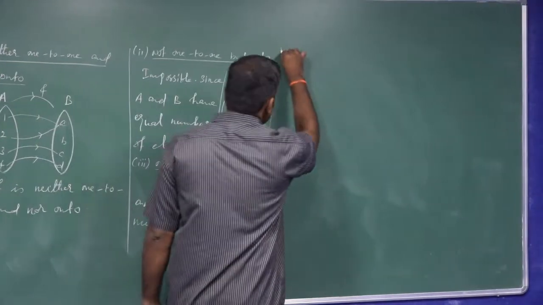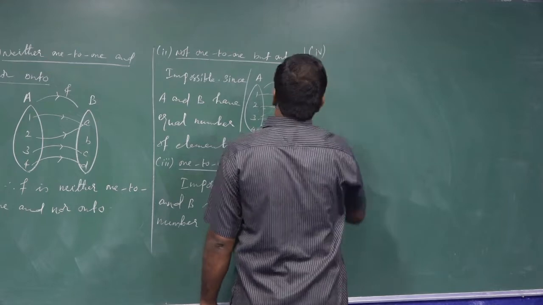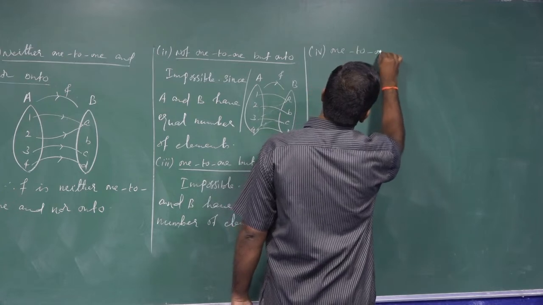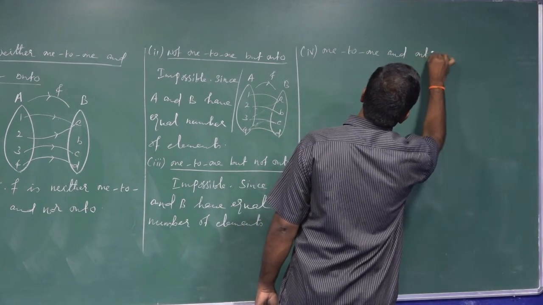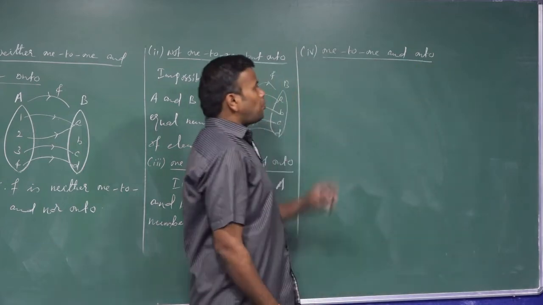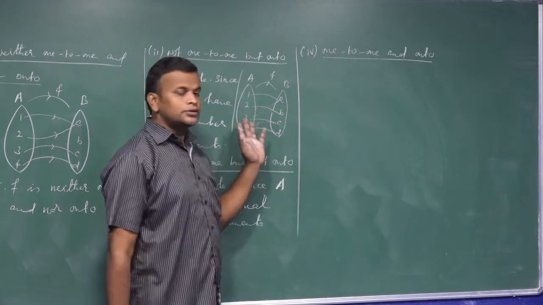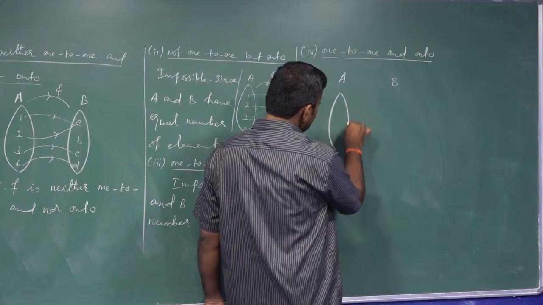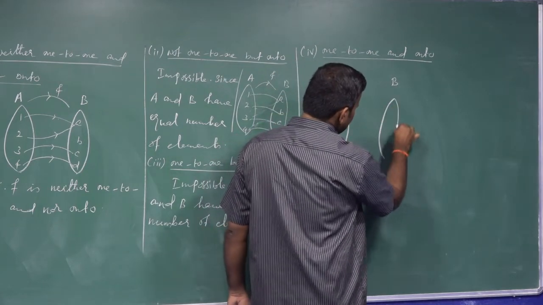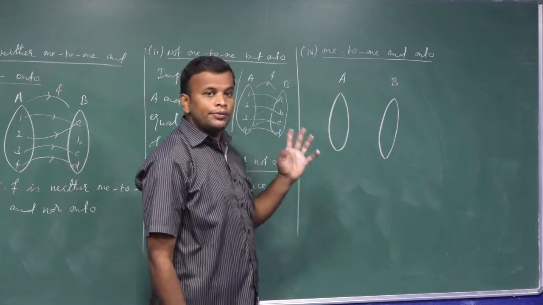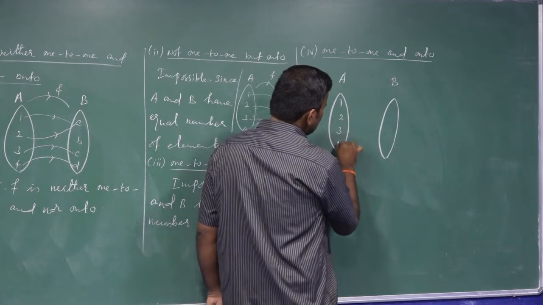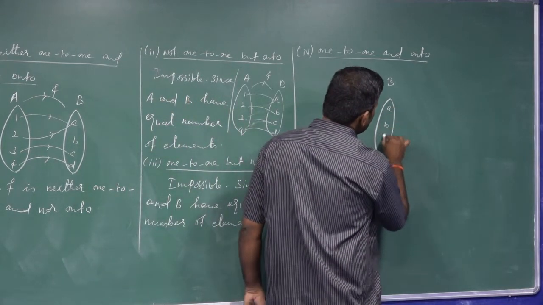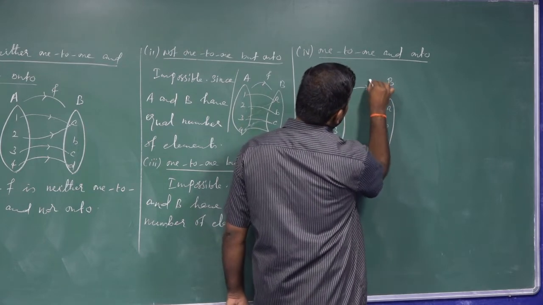Now we come to the fourth subdivision. What is our fourth subdivision? It is 1 to 1 and onto. 1 to 1 and onto is possible. Here is an example of this one. So the set A and the set B. A contains 4 elements: 1, 2, 3, 4. The set B contains 4 elements: A, B, C, D. And we name the function G.